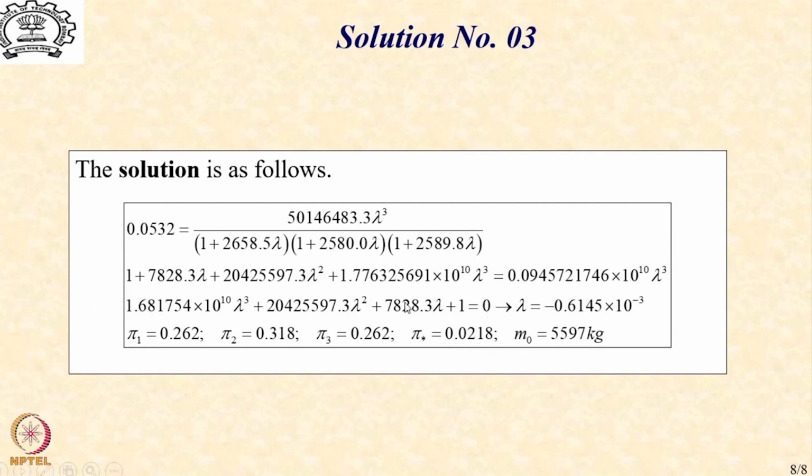Now any standard numerical solver can be used, including MATLAB, to extract the roots. Please note that as this is a cubic equation, there are going to be 3 roots, of which only one of them will be the valid or the feasible solution root. So in this case we find that the one real root lambda is minus 0.6145 into 10 to the power minus 3, while the other two roots appear in the form of a complex conjugate and hence they are invalid.